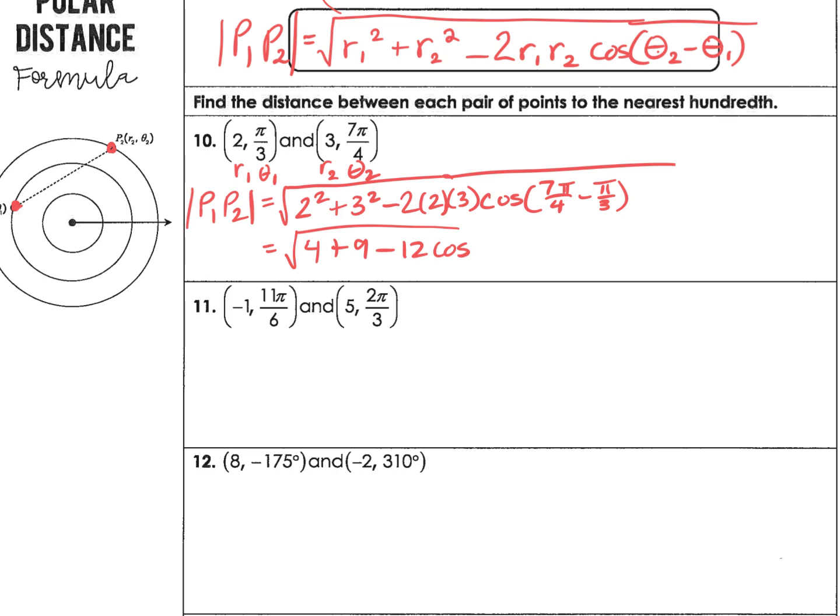So this is where we go over here and we say, okay, 7 pi over 4 minus pi over 3. Common denominator would be 12, so times 3 times 3 times 4 times 4. So we get 21 pi minus 4 pi over 12. So that makes this 17 pi over 12. That is not on the unit circle, so you're just going to use your calculator in radian mode. Make sure your calculator's in radian mode.